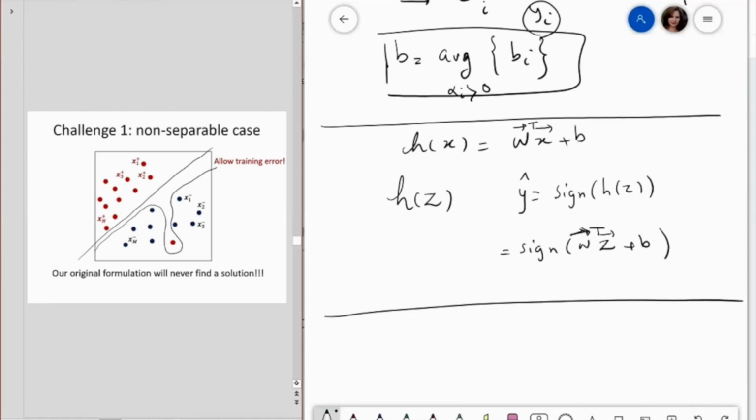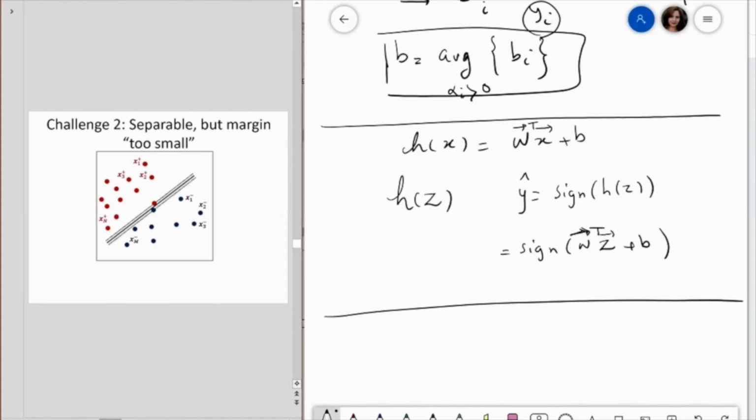The second challenge is that suppose that the two classes are separable, but the margin is really small. You can see in this picture here on the left that we have the two classes separable, and this black line is actually separating them. But the data points, the support vectors here are too close to each other. We don't have much of a wiggle room. So again, it may be too tight for us.